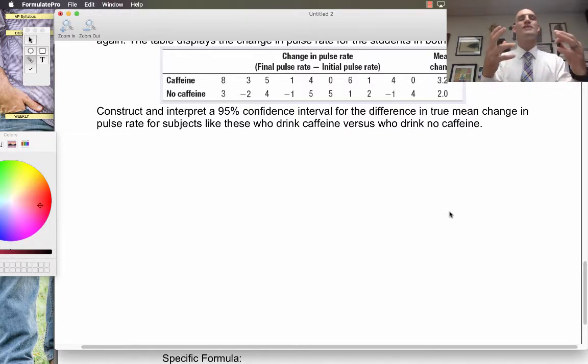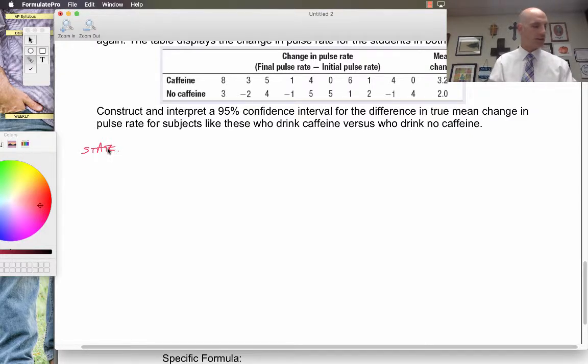What we're looking for is the difference in the change of pulse. Why might that be significant? Well, the difference in the change of pulse means that eventually what we're going to do is ask whether it is a significant difference in the change in pulse. But what we're trying to figure out now is, where is the mean change in pulse? And so we're going to go through that 4-step process. State, plan, do, conclude. State.